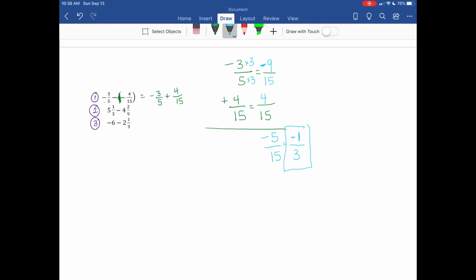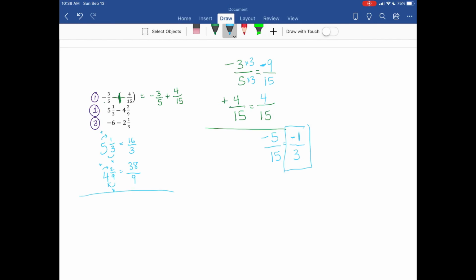Now let's look at the second. So that's 5 1/3 minus 4 2/9. So I'm going to do what we did on the last problem with the mixed fractions. I'm going to turn that into an improper fraction. And remember, that's 3 times 5. That's 15 plus 1. So I can rewrite 5 1/3 as 16/3. And then 4 2/9. 9 times 4 is 36, plus 2, 38/9.